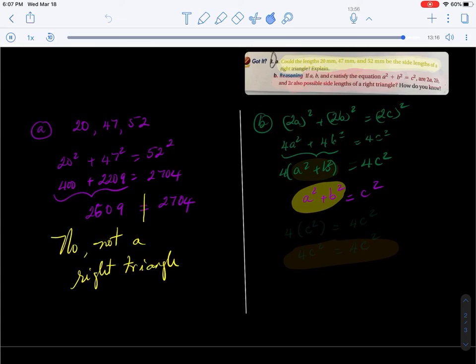Okay, so since this satisfies this information, I just need to substitute it in. So I should substitute the C squared, equals 4C squared. So the left side equals the right side. And the question is, are these possible sides for a right angle? The answer is yes, because when I tested, both sides are equal to each other.